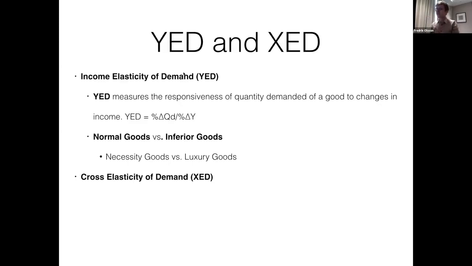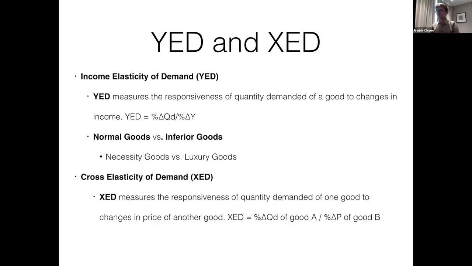We'll say exactly how we use them, but let's define cross-elasticity of demand quickly. We say cross-elasticity of demand, or XED, measures the responsiveness of quantity demanded of one good, so for example, the quantity demanded of Coca-Cola, to changes in the price of another good. So for example, measuring the quantity demanded of Coca-Cola when Pepsi, this other good, changes its price. And you can see there's a formula related to that as well.